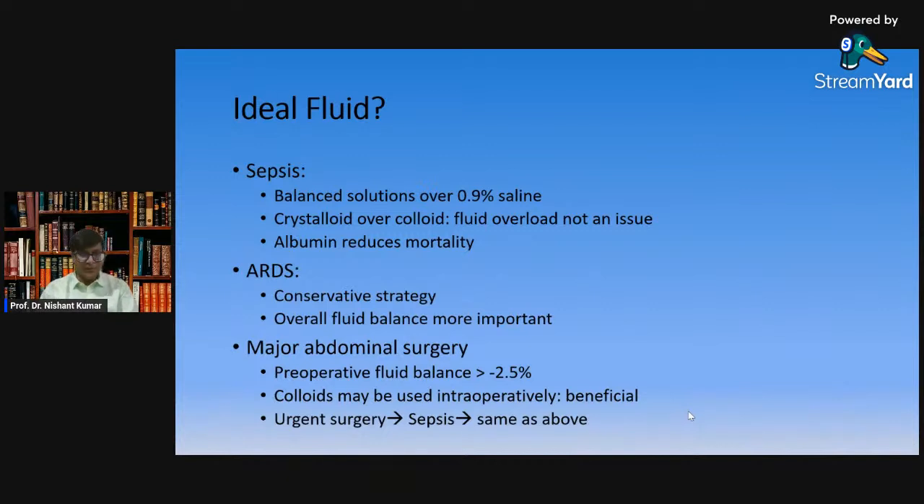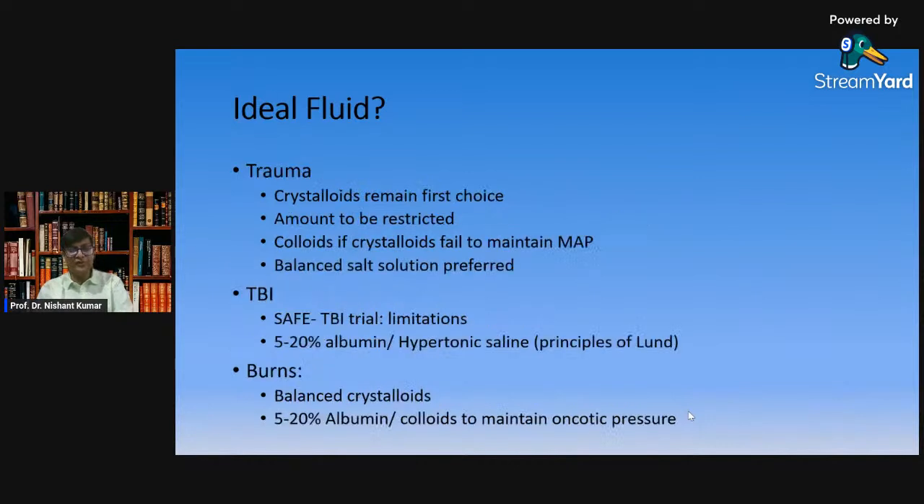So, major abdominal surgery, we assume that the preoperative fluid balance is in excess of 2.5%. Colloids may be used intraoperatively till blood products are awaited. It may be beneficial. And in case of urgent surgery in the presence of sepsis, please follow the same rules as for any other major abdominal surgery.